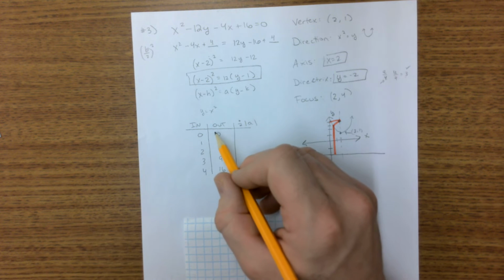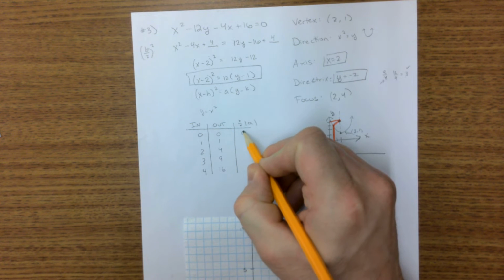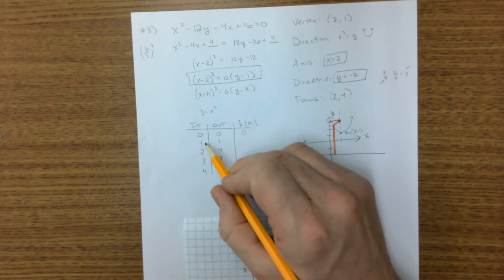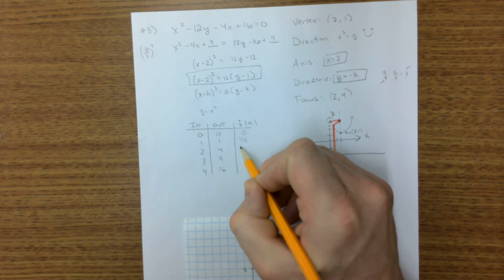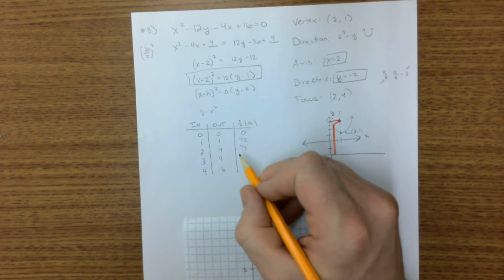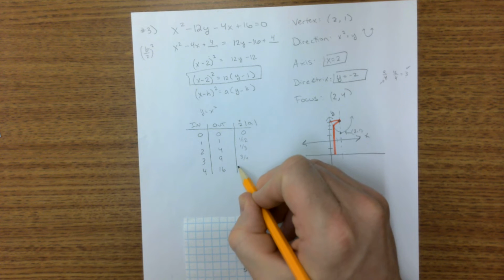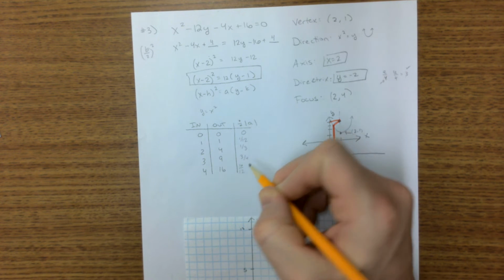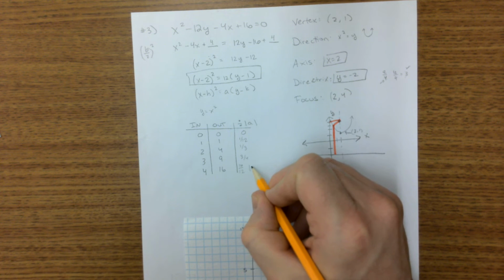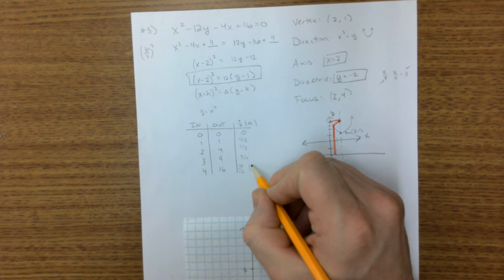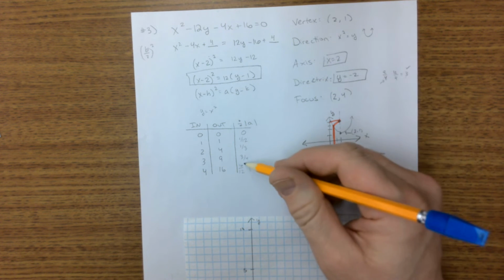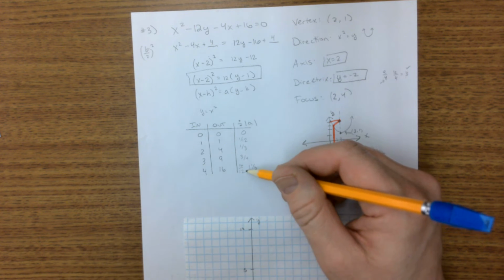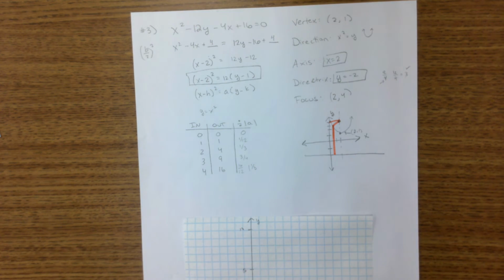My a value is 12, so 0 divided by 12 is still 0. And 1 divided by 12 is 1/12, and 4 divided by 12, well, that's 1/3. 9 divided by 12 is 3/4, and 16 divided by 12 is 16/12, which is 1 and 1/3 left over, right? Divide that by 4, divide that by 4, we have 1 and 1/3.